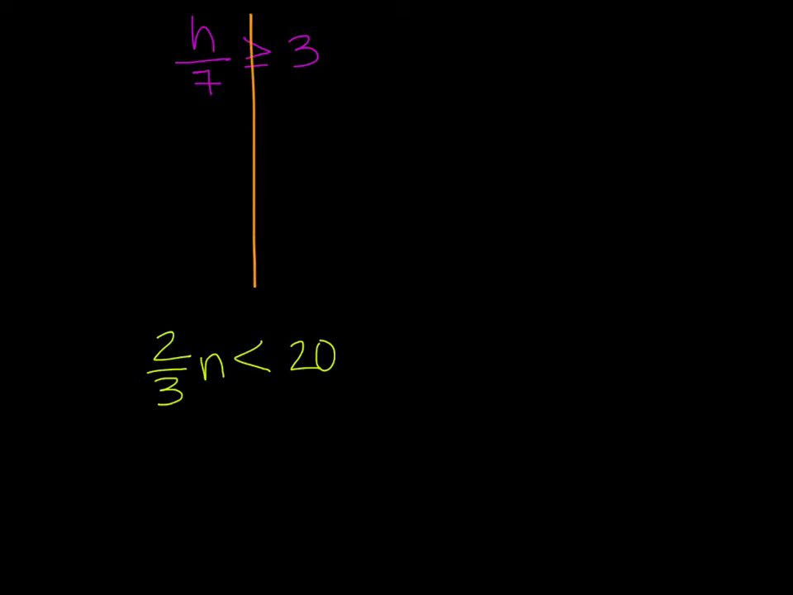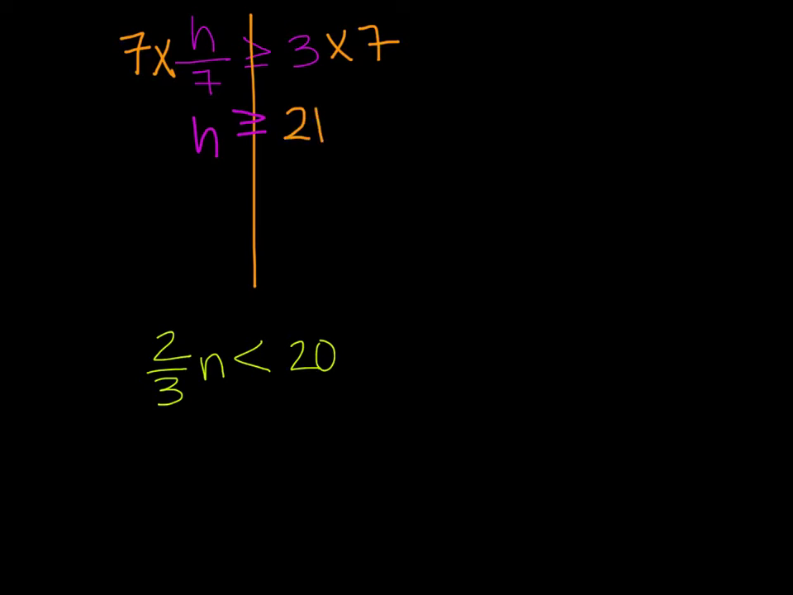We have h divided by 7 is greater than or equal to 3. Essentially what we can do is multiply both sides by 7, because h is being divided by 7. What undoes that division of 7? Well, we could multiply by 7. Multiplication undoes division. So we simply have h is greater than or equal to 3 times 7, which is 21.